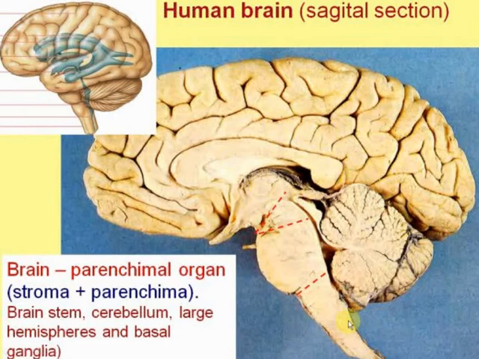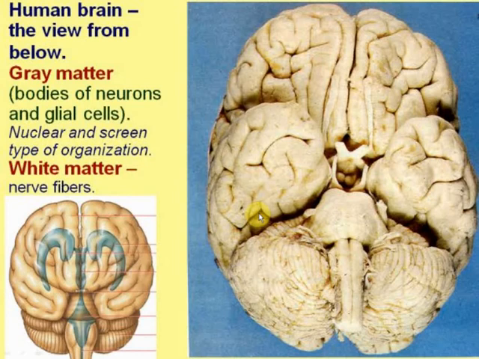Brain consists of brain stem, basal ganglia, large hemispheres, cerebellum. Brain stem consists of medulla oblongata, pons, midbrain, and intermediate brain consists of thalamus opticus and hypothalamic origin. This is a human brain, the view from below: the brain stem, hemispheres of cerebellum and brain, and these ventricles and canal stained in blue inside the brain.